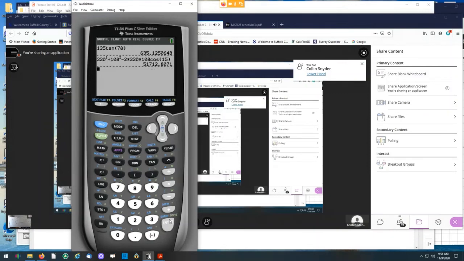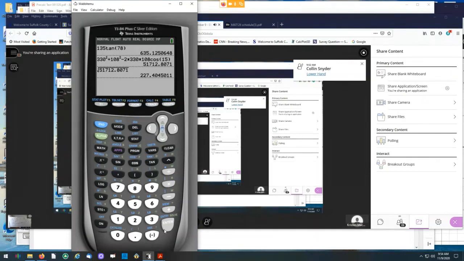So that gives me 15. Did I do that correctly? Yeah, so I get 51,712.8. That's my c squared. So I have to take the square root of that. I'll put that whole thing in. 51,712.8071. And I get 227.4, which I'll just call 227.